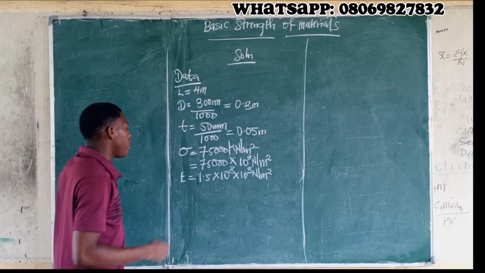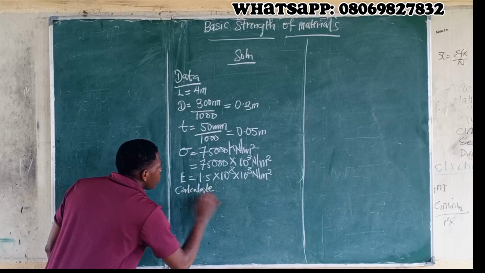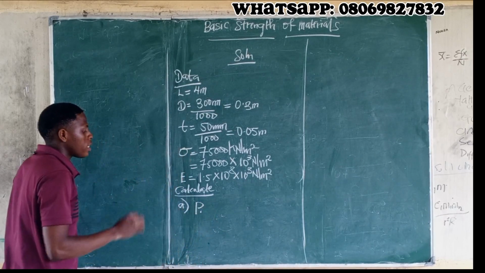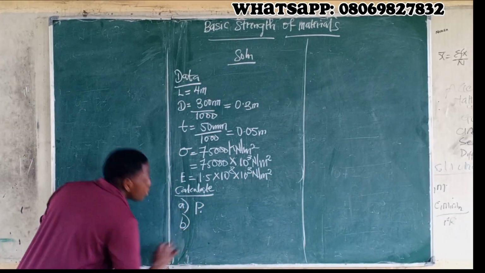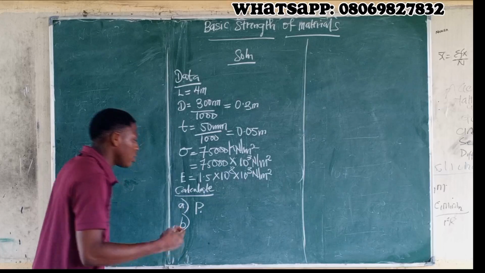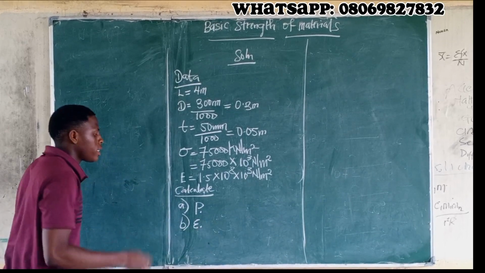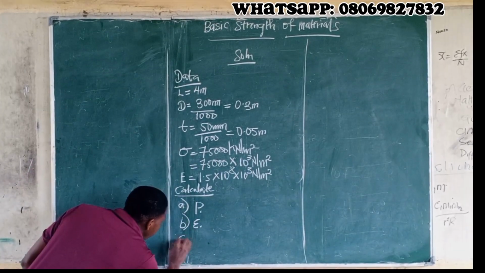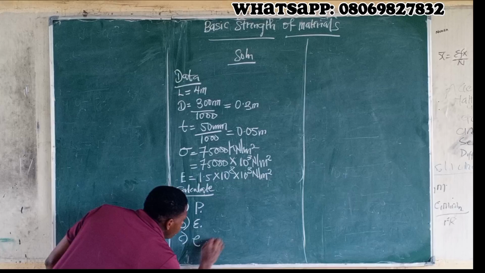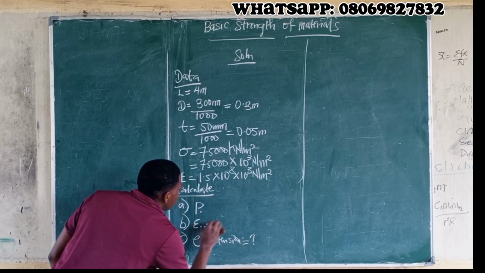They said the first thing is to calculate for what? Magnitude. So we have to calculate for P, magnitude. What's the second thing? To calculate for longitudinal strain. Strain is represented by epsilon. What's the next thing? Total decrease in length, which is extension. So we can represent it with e to be extension.